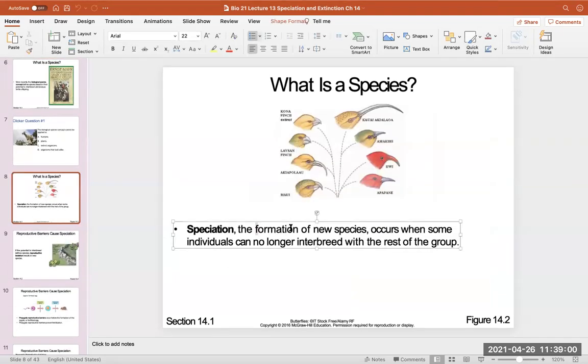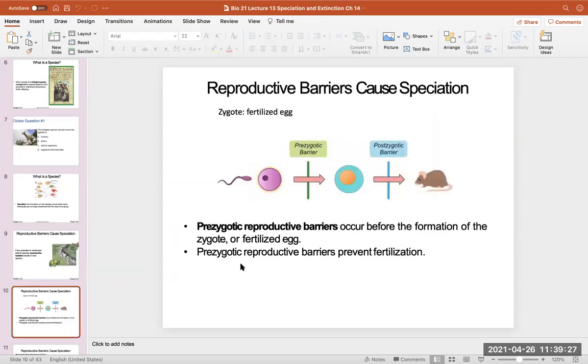Speciation, formation of new species. And then we started getting into reproductive barriers. You will get 7 to 8 questions on reproductive barriers. You have pre-zygotic barriers, you have post-zygotic barriers. Make sure you guys know which ones are which. I might give you the name of a barrier, and I'll ask you if this is a pre-zygotic barrier or a post-zygotic barrier.